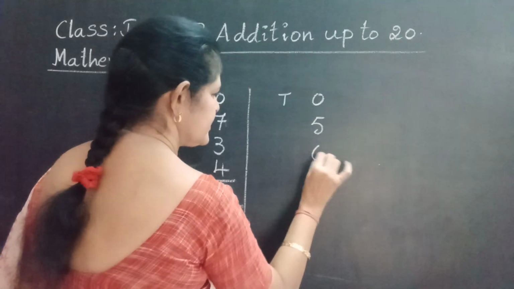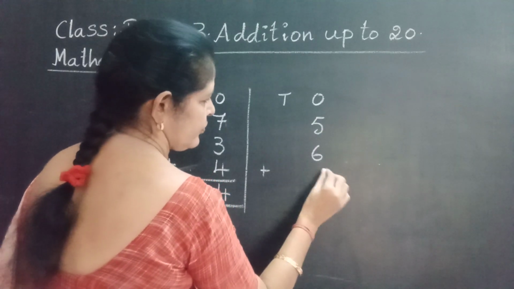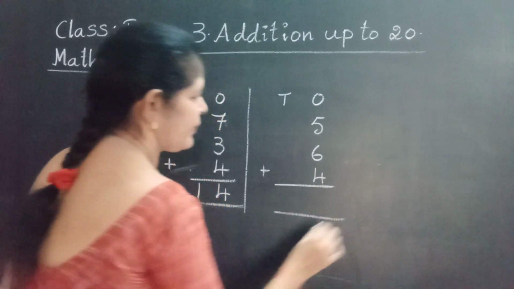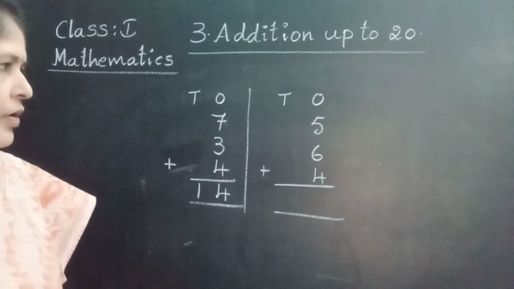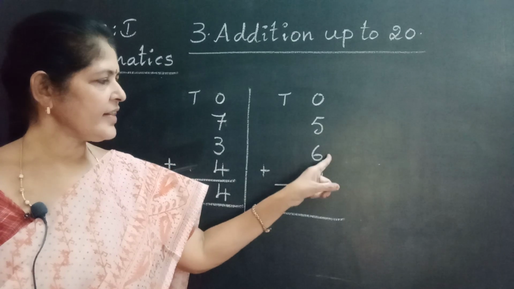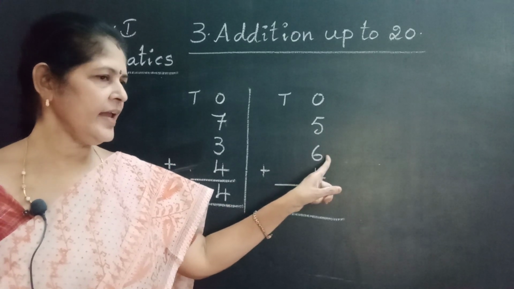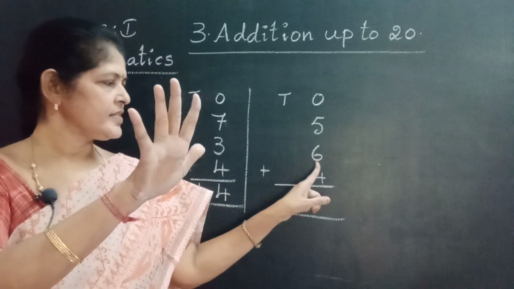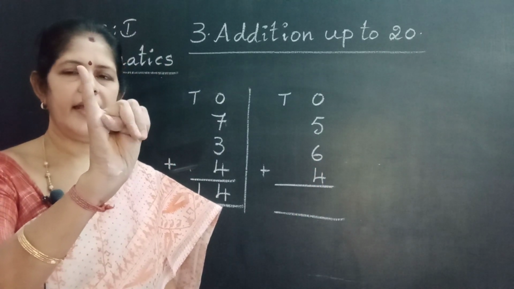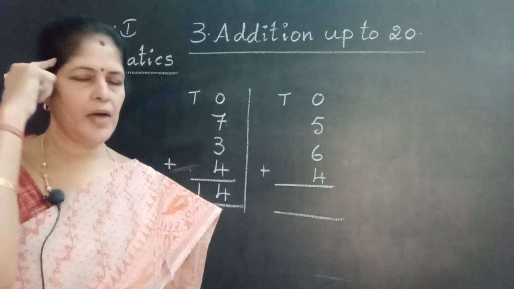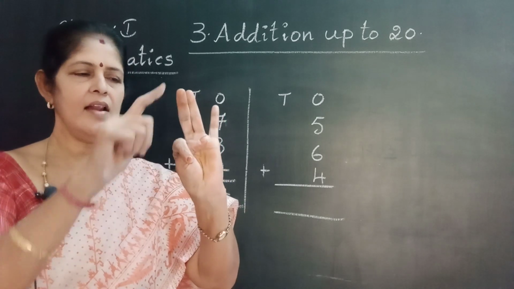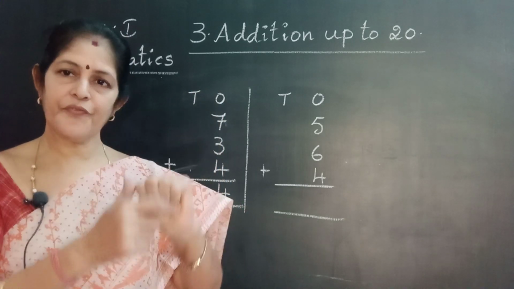5 plus 6 plus 4. What is the addition? 5 plus 6 plus 4. First add these two numbers. Ready? Take 5 fingers. 6 after. 7, 8, 9, 10, 11. 11 in the mind. Take 4 fingers. 11 after. 12, 13, 14, 15.